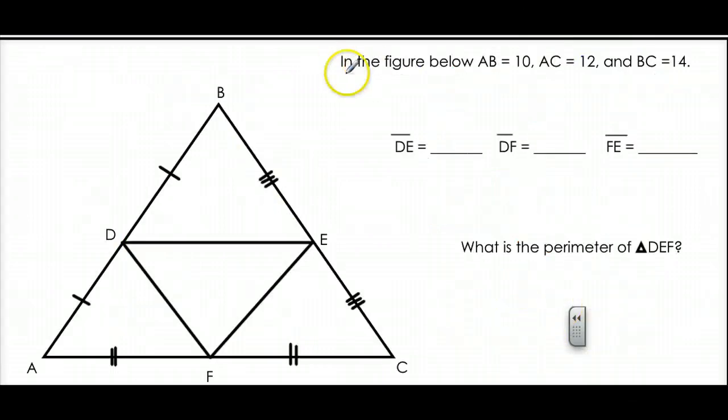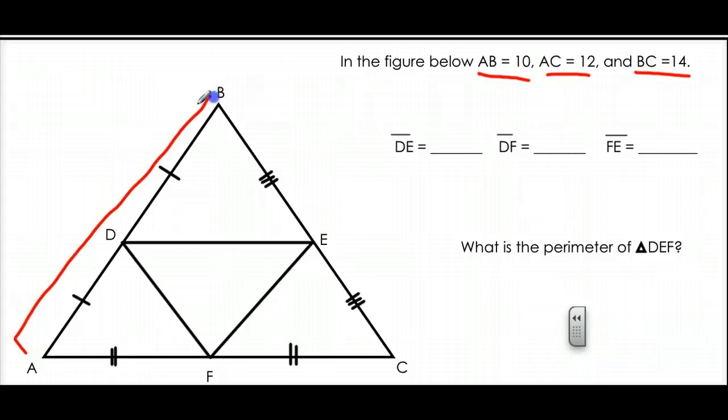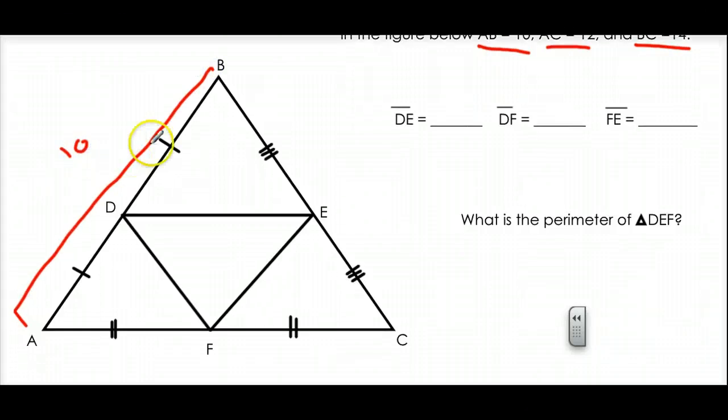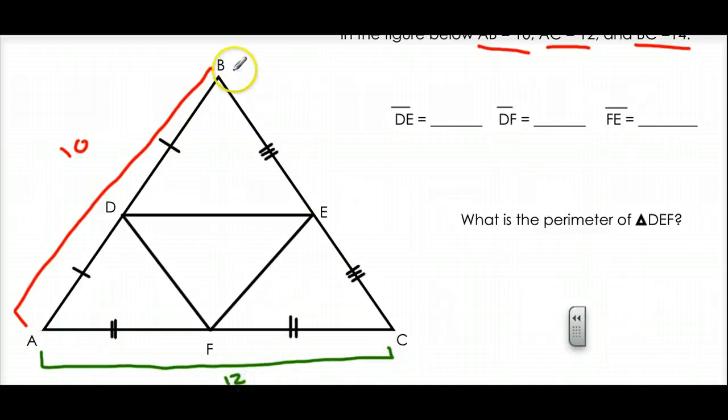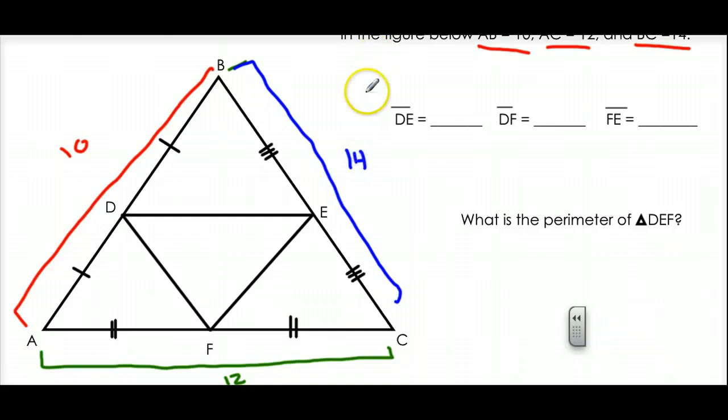Okay, for this problem, we know that in the figure below, AB is equal to 10, AC is equal to 12, and BC is equal to 14. Those are our three things.